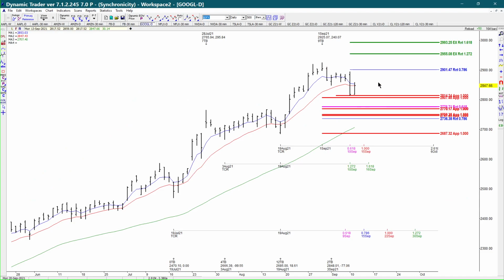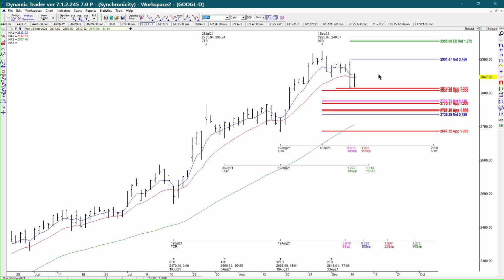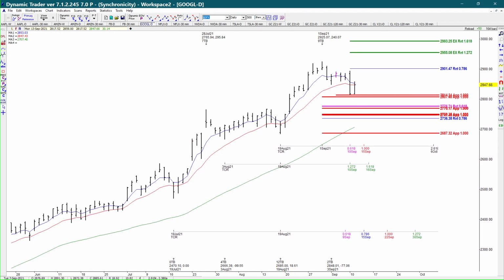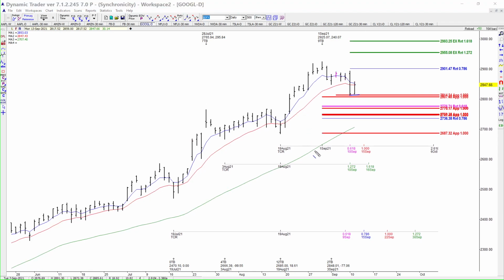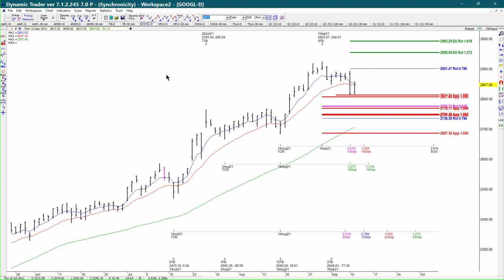Google is holding that symmetry support, the 2807 to 2814. If we do end up holding above here, all the moving averages are still on the side of the bulls here. Potential on the upside would be to the 1272 extension. Okay, now that's what it looks like on the daily chart. I'll have to take a look at the intraday chart for you tomorrow.